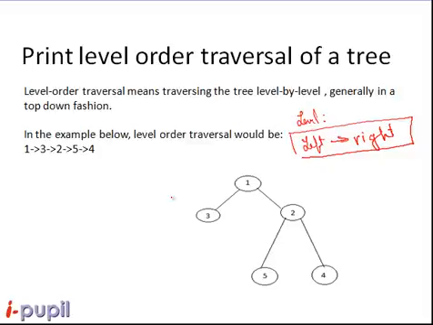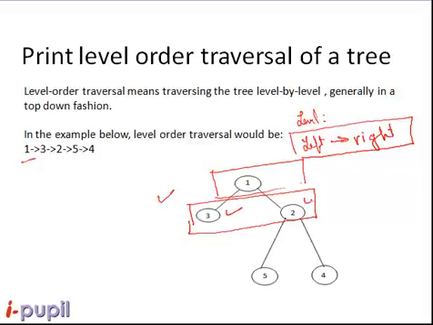So let's take an example over here. I start with the first level, I print node 1, then I move on to the next level, I go from left to right, that is I print node 3, then I print node 2, which is exactly what I'm doing. Then I go on to the next level, I print node 5 and node 4 from left to right, that is node 5, node 4. Let's consider the algorithm from the next slide.